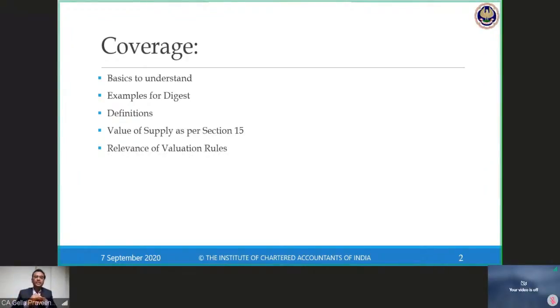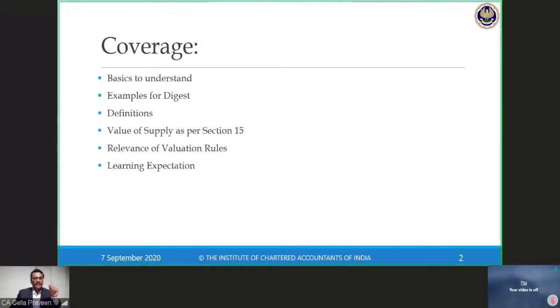From there, we move on to something called valuation rules. From section 15, we will travel to the valuation rules to understand various given scenarios and what there is for us to understand in these rules. Finally, the last leg of our discussion is learning expectation. This is one slide where we will have a macroscopic understanding of what is there for us as a professional when we deal with this area called value of supply.